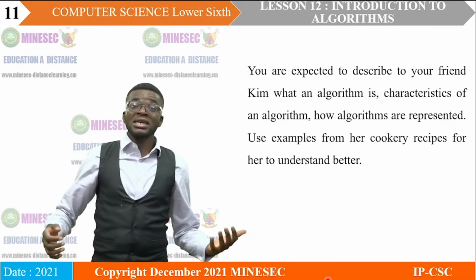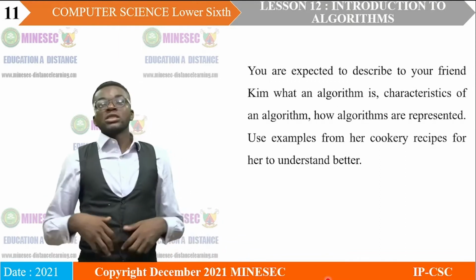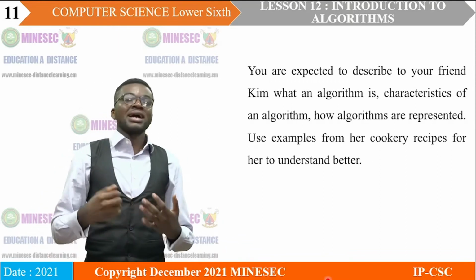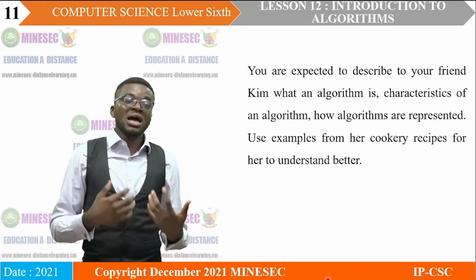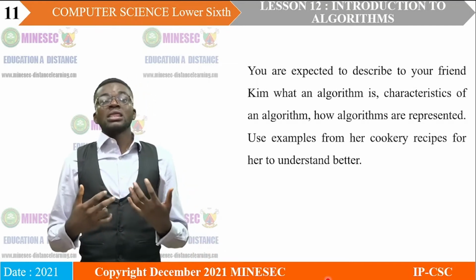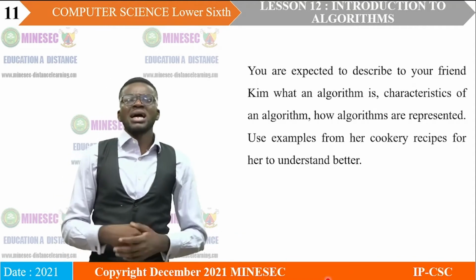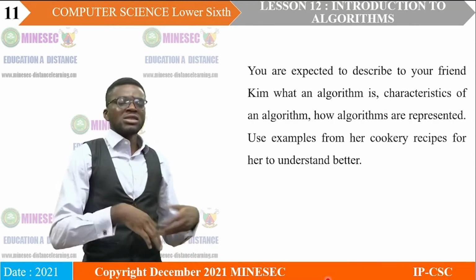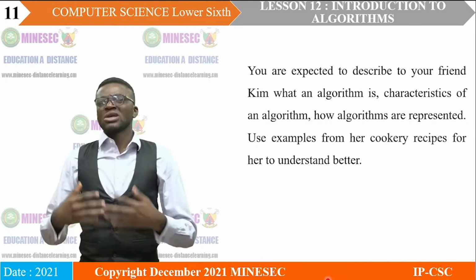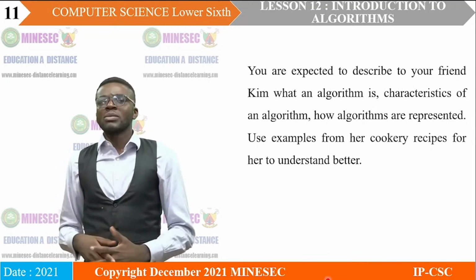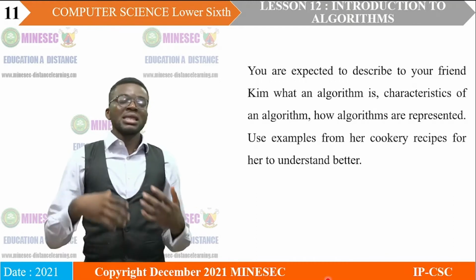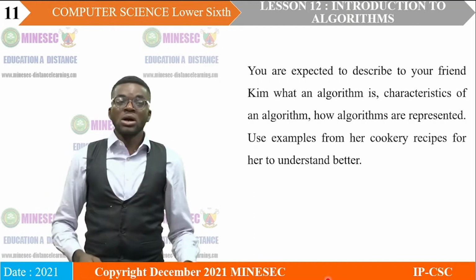So your friend Kim is a very good cook, but she wants to share her recipe with others. And she was told she can represent her recipes as an algorithm. But she doesn't know what an algorithm is. At the end of this lesson, you should be able to explain to Kim what an algorithm is, the characteristics of an algorithm, and how she can represent her recipe as an algorithm.